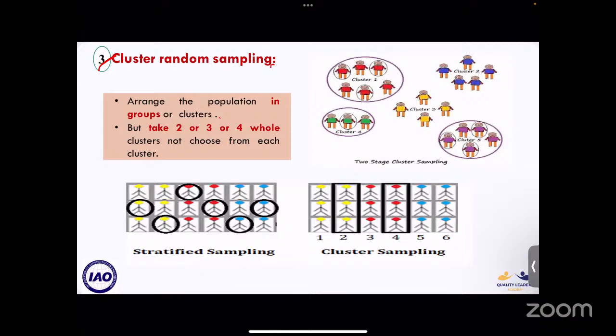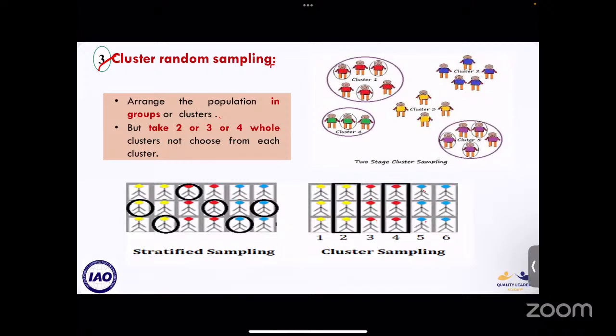I will divide my population based on colors. So we have red, yellow, blue, green, and violet. Then I divide the red group into 2 clusters, the males into 2 clusters, the kids into 2 clusters, and so on. After that, I'll take 1 cluster from each type. For example, 1 cluster from yellow, 1 cluster from red and 1 cluster from blue. So these are all the selected.